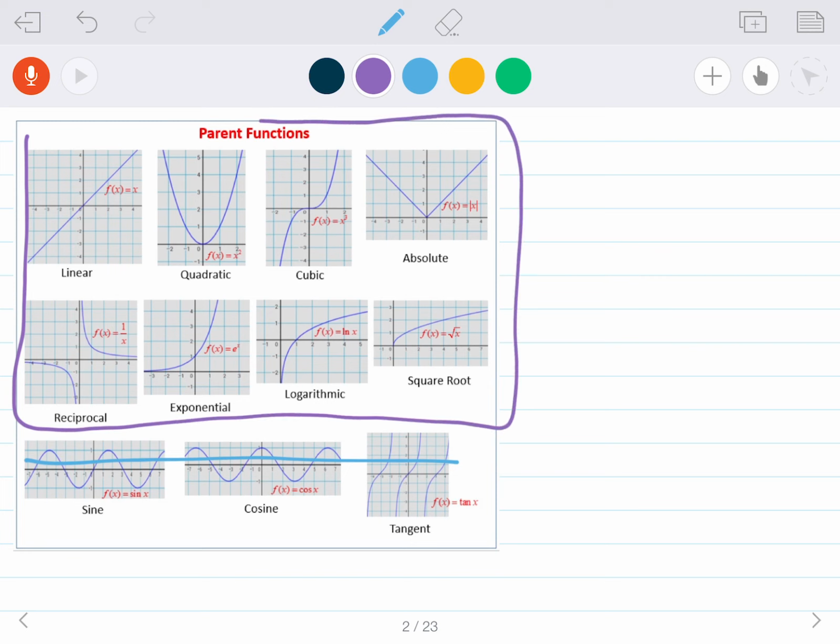So as I mentioned last video, these parent functions, they're just pretty boring, right? We have a line, we have a quadratic, a cubic, absolute value. You've seen all these functions before. And the idea is that they're not shifted vertically or horizontally, and they're not stretched or compressed. They're not reflected. They're just a basic graph. Okay, so what we're going to look at today is not only shifting these parent functions, but also stretching, compressing, and reflecting them.